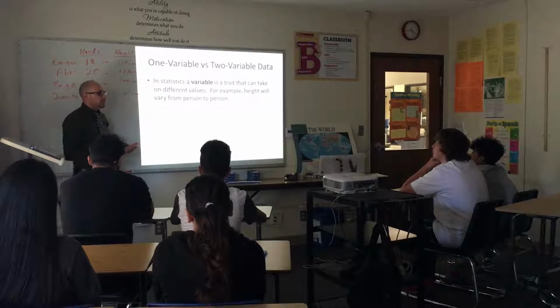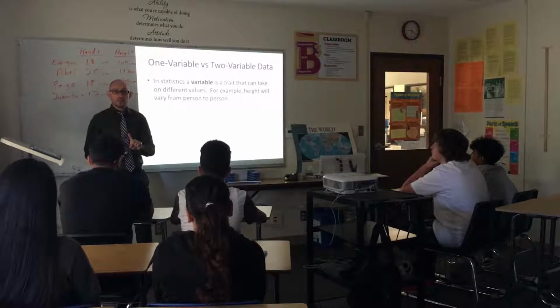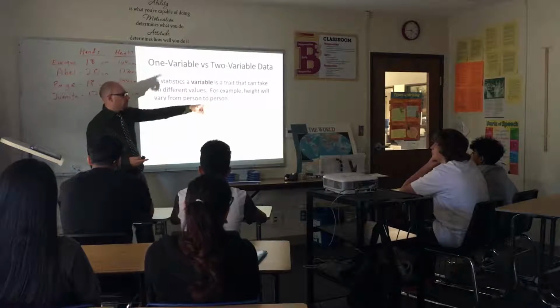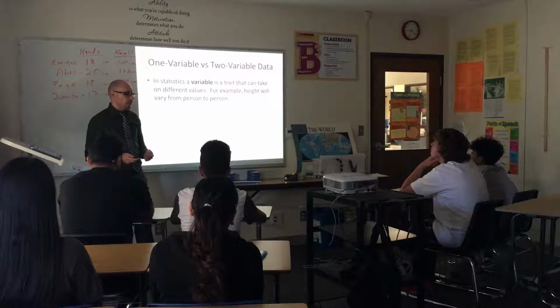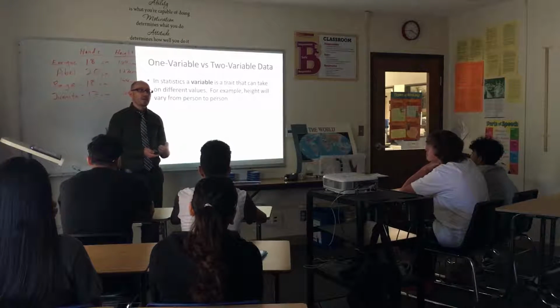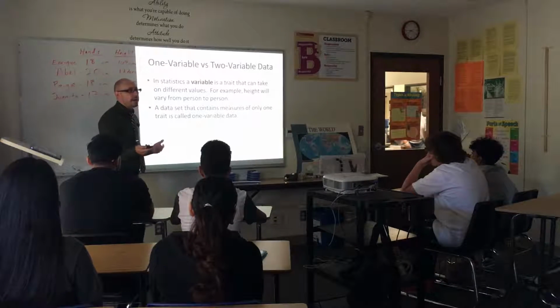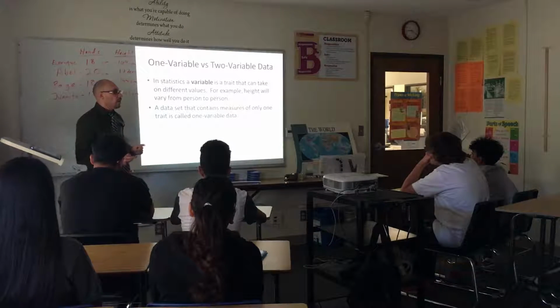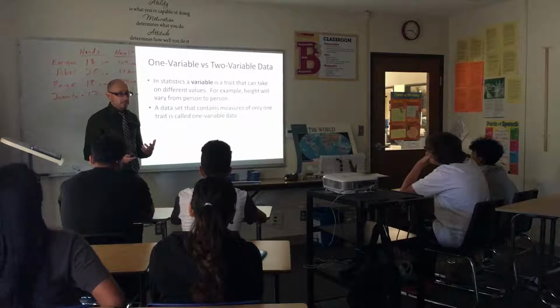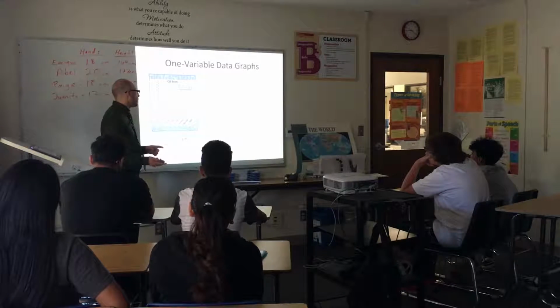So in statistics, a variable is a single trait. We measured some of these traits. We measured our height, we measured our hand span. But those are all different for every person, so that's why they're called a variable. A data set that only has one trait, that only measures one thing, is called one variable data. It tells us one thing about that set.